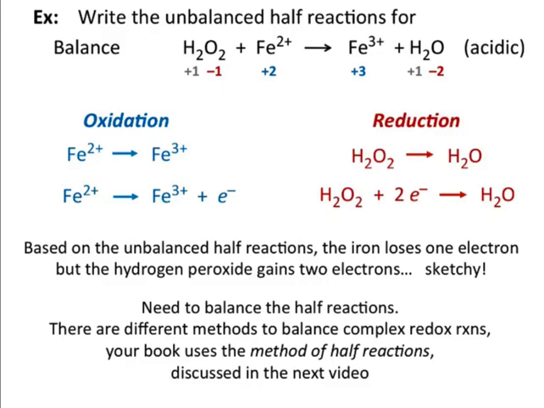The method that your book uses is the method of half reactions, which I try to keep similar with the book, so I'm just going to use that here. And we talk about that in the next video. But for the moment, you know how to identify what's oxidized and what's reduced, and how to pull those into half reactions. Then from there, we'll work on balancing, and then we'll figure out what we do with these next.